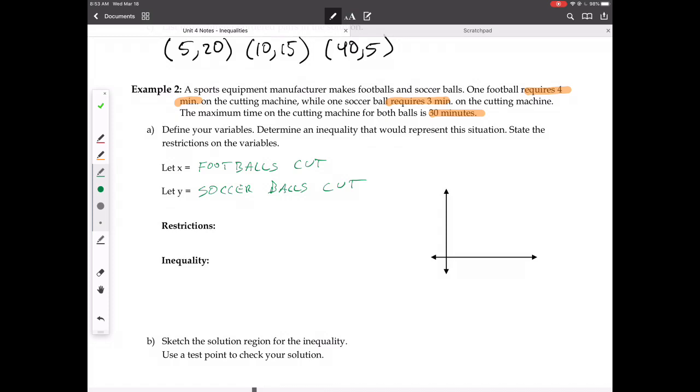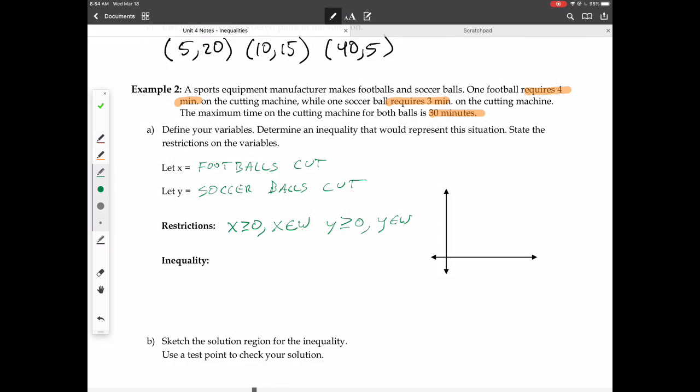If I'm stating restrictions, I can't, once again, make negative footballs or negative soccer balls, and beyond that, I can't make partial ones. It's not really going to count if I'm looking at how many of these things I'm going to produce. So I'm going to start by saying x has to be greater than or equal to 0. And then beyond that, x has to be an element of the whole numbers because I'm not going to include partials. Same thing for y. y has to be greater than or equal to 0, and y has to be an element of the whole numbers.